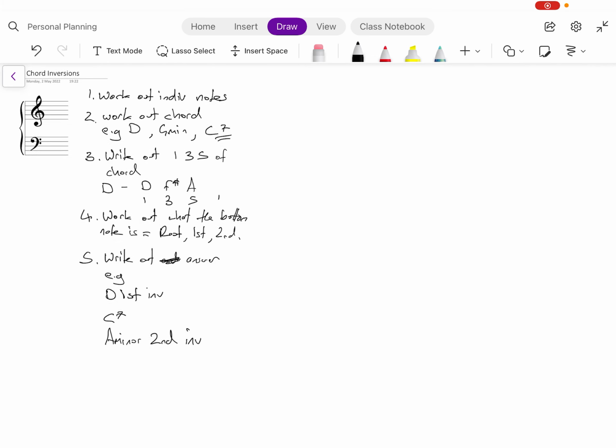There is another question you'll get in chord inversions when you need to write out the bass line when you're given the chord information, but there's a separate video on that for you to watch.